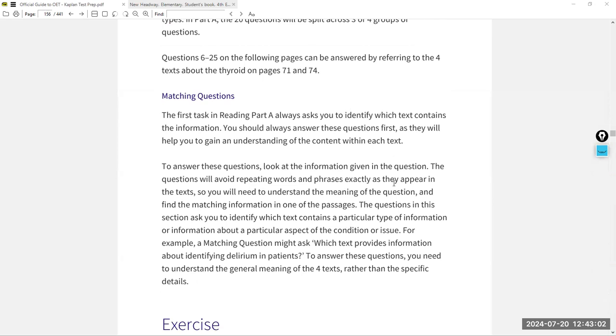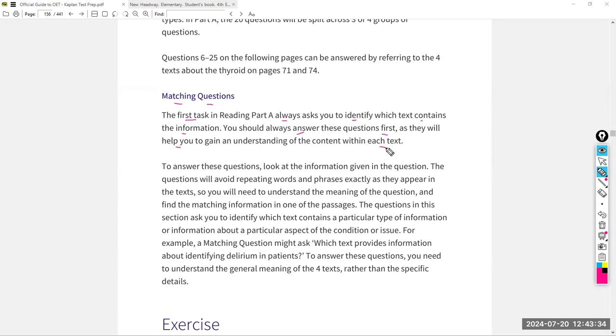Okay. Now, let's talk about the first type of question, which is matching the questions or matching information. So this is the first task in part A. It is always a matching question, and you have to identify which text contains the information. So you should always answer these kinds of questions first, as they will help you to gain an understanding of the content within each text.